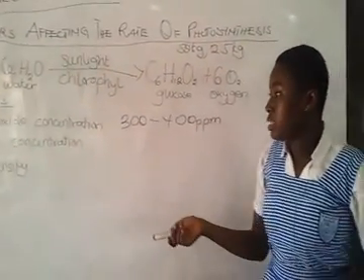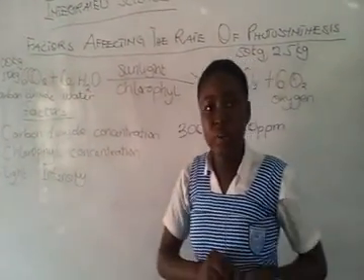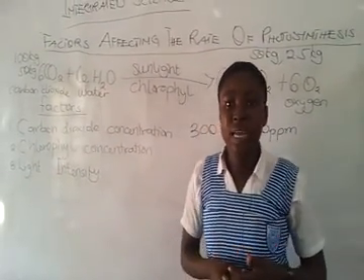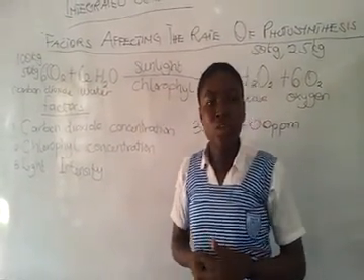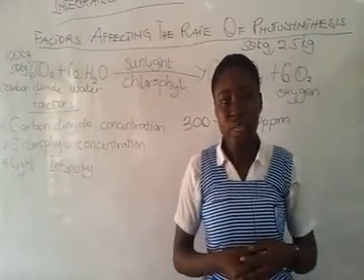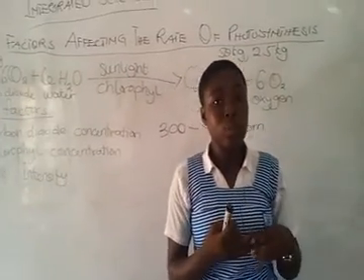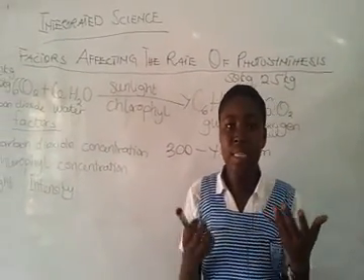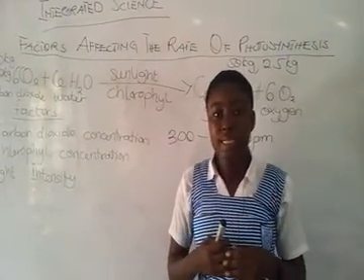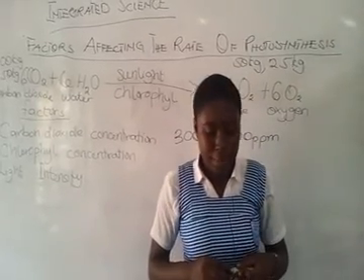Now to our third point, that's light intensity. The rate of photosynthesis increases with an increase in light intensity. Now during the process of photosynthesis, the lights involved are red, blue and green lights. Both red and blue light are absorbed by the leaves of plants, and green light is reflected, hence the green color of leaves of plants.